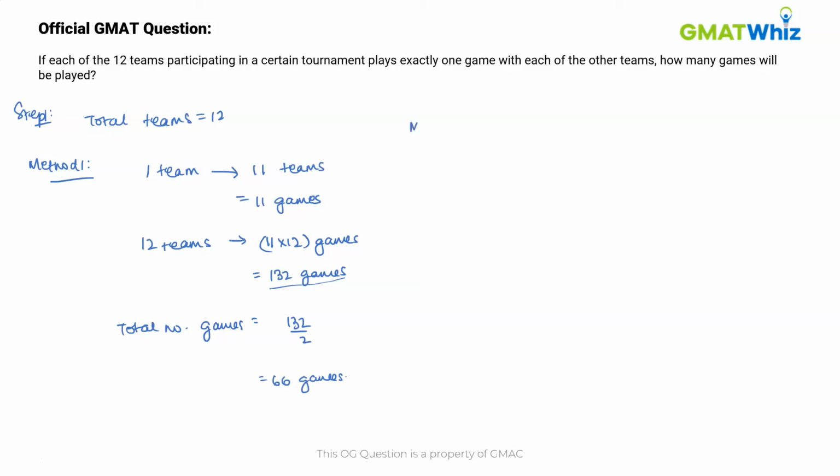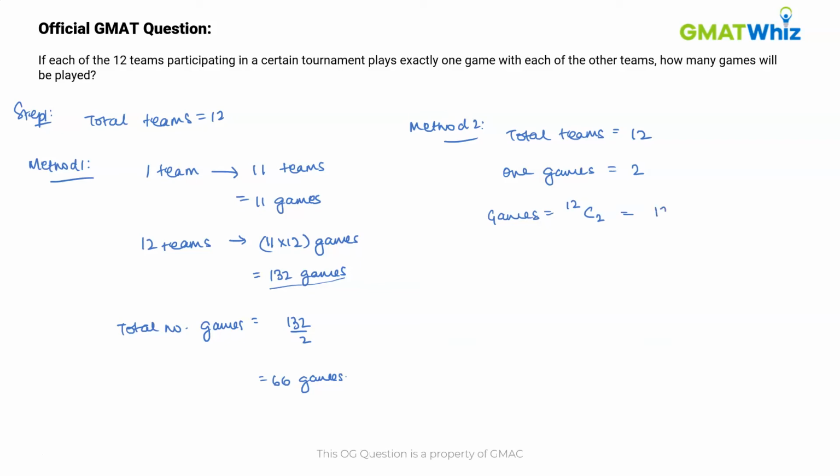Another method to solve this question is using the concept of combination. Now we know that the total teams is equal to 12 and one game can be played when we choose two teams. So one game at the minimum requires to have two teams. So the number of games that will be played is possible when out of 12 teams we are choosing 2 teams, which is equal to 12C2.